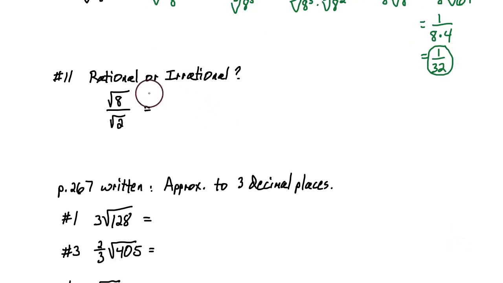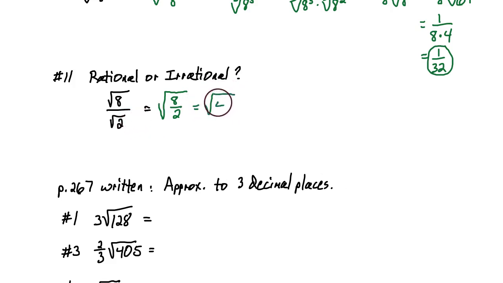Number 11 asks if this expression is rational or irrational. We're not going to decide this until after we simplify it. So first step, let's combine the numerator and denominator under one radical symbol. In the questions above, we occasionally started with this format and then would separate them into separate numerators and denominators. We're just doing the reverse process.